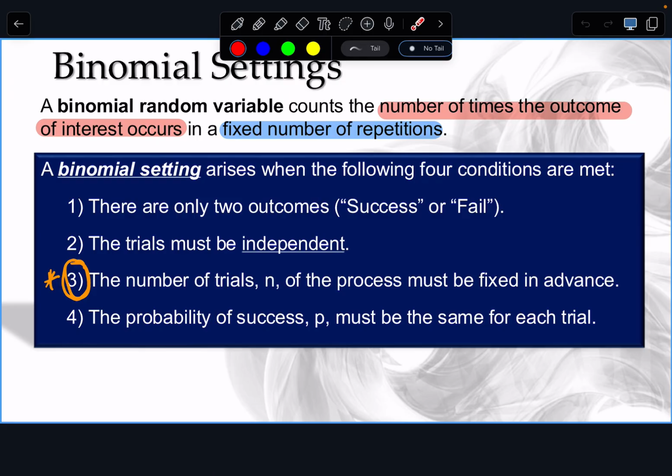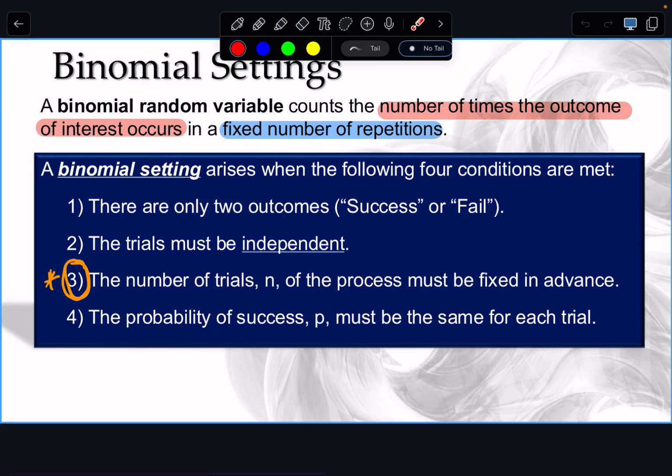So as I go from one trial to the next, those trials must be independent. The one should not affect the next, should not affect the next, and so on. So we need to be able to justify independence between trials.